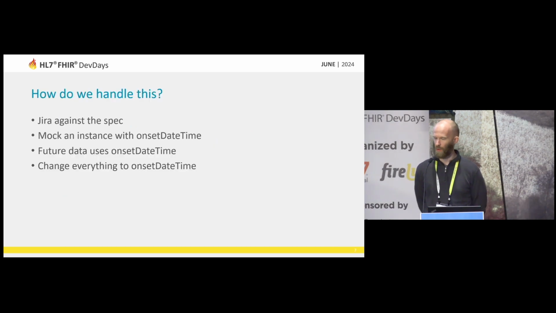So we had a few options for how we handle this. One is we can always write a JIRA against the spec and say, hey, US Core, can you maybe make an option for onset period instead? We didn't do that in this case.